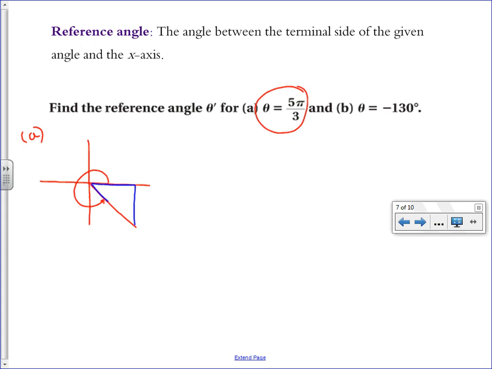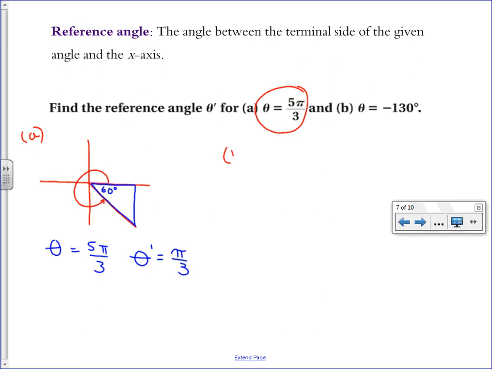So if this was your reference triangle that you wanted to use, then theta prime, the reference angle that you'd be using, is 60 degrees. If the original question is given to you in radians, you should give theta prime in radians also. So when theta is 5 pi over 3, theta prime is pi over 3. Okay?